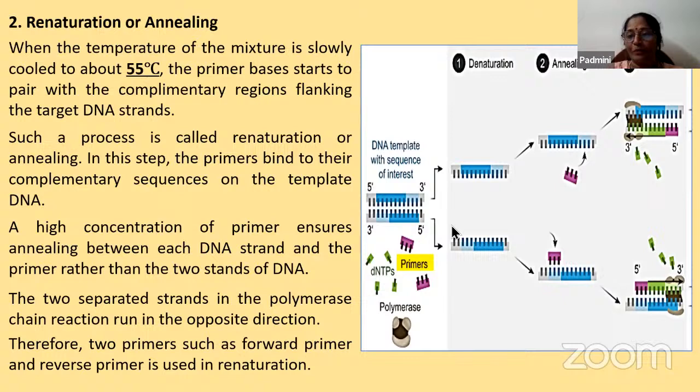So these primers are going to get attached onto the opposite sides. And once the attachment of the primer is done, then the elongation occurs. How is your elongation going to occur?